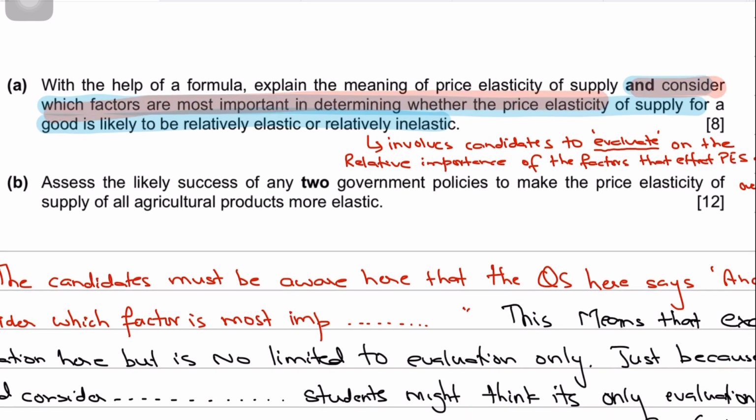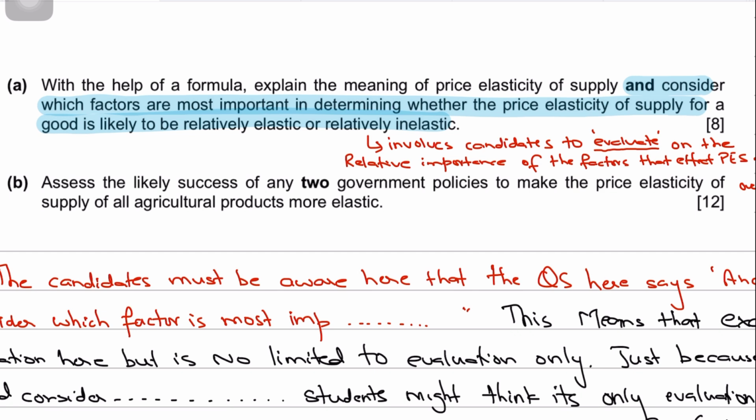Now, a lot of students will think that because it says "and consider which factors are most important in determining whether it is relatively elastic or inelastic", that part is always evaluation. Remember, it is not always that. I'm emphasizing, it is not always the case that whatever comes after "and consider" will be evaluation. It depends upon the nature of the question.